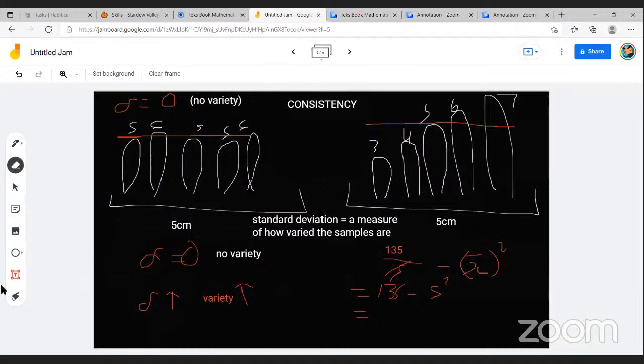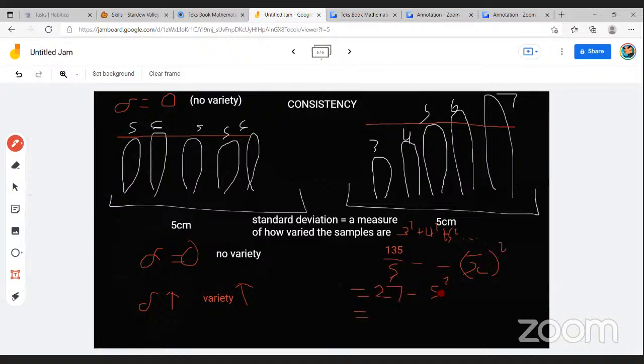If you want to know how to get 135, just 3 square plus 4 square plus 5 square, and so on and so forth. And then you divide it by the number of petals, which is 5. So 135 divided by 5, and then you minus this with the mean squared. Your mean would be 5 cm as well. So 135 divided by 5, you'll get 27.